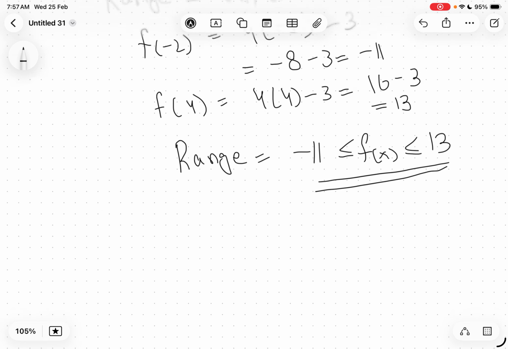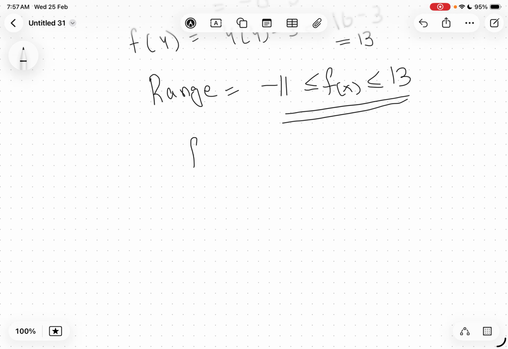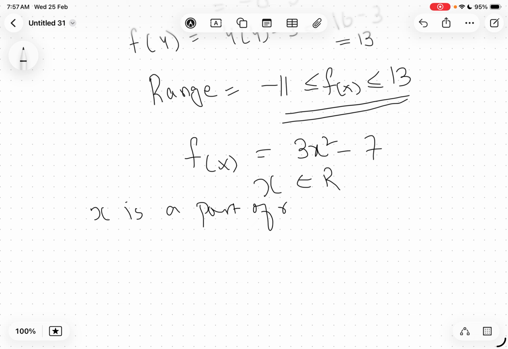Now we'll take another example. Let's say we have a function f(x) and that f(x) is equal to 3x raised to the power 2 minus 7. Now let's solve this, and if we don't mention the domain and he just says that x is a member of R, we read it as x is a part of the real numbers. Okay, real numbers can adopt any value.